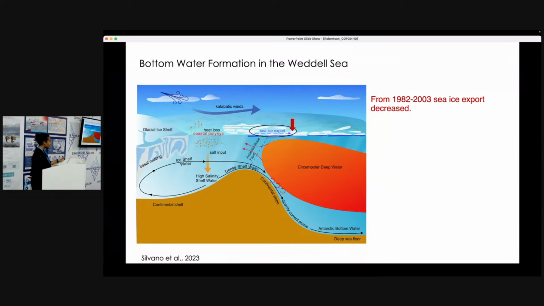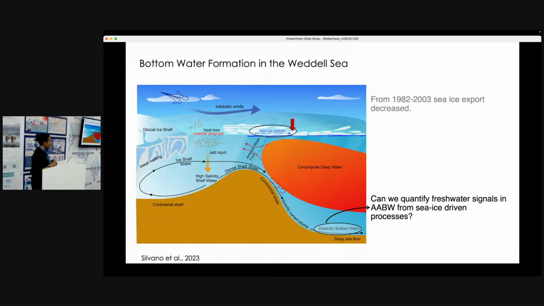But over the past couple of decades, we've seen sea ice export decrease, partly because of a decrease in these katabatic winds that you see up top in this blue arrow right here, that would typically push sea ice out from coastal polynyas and out into the open ocean. But with a decrease in these winds, less sea ice is being pushed out, which leaves less area of open ocean for sea ice to be formed.